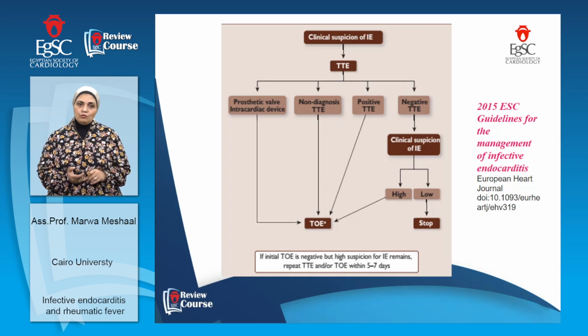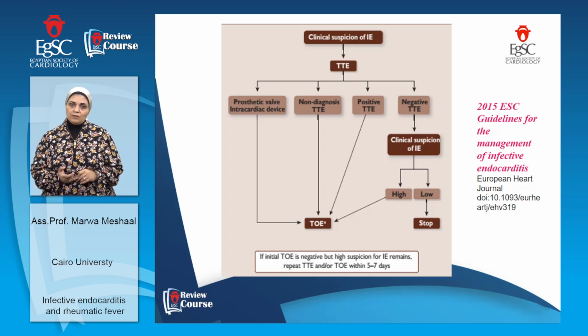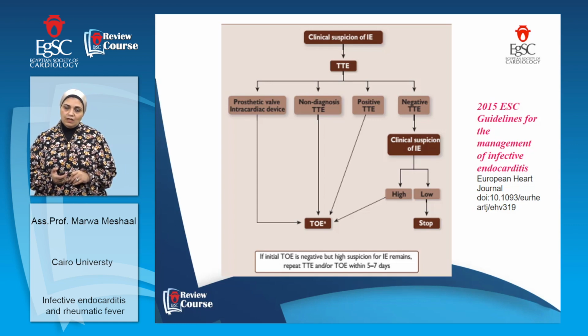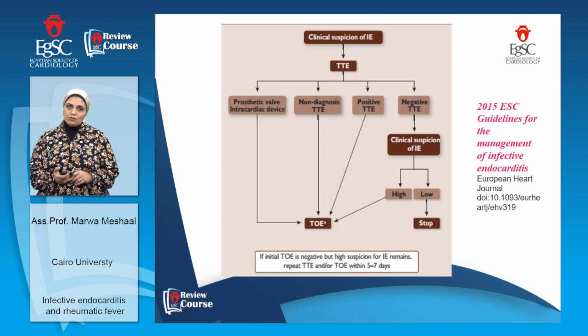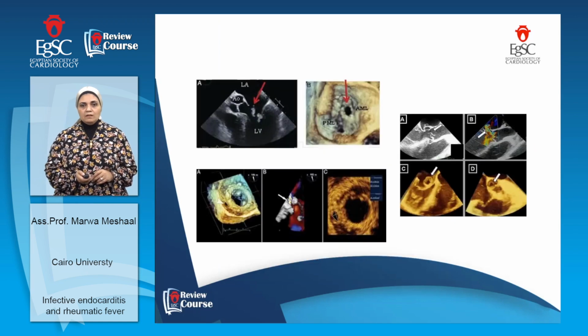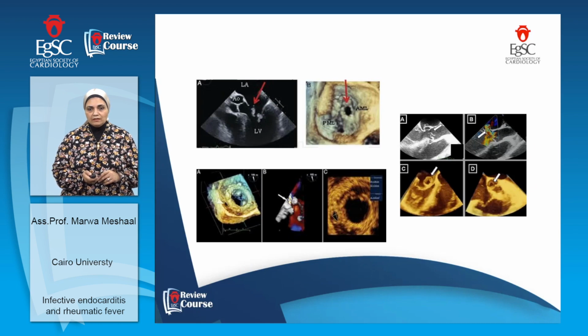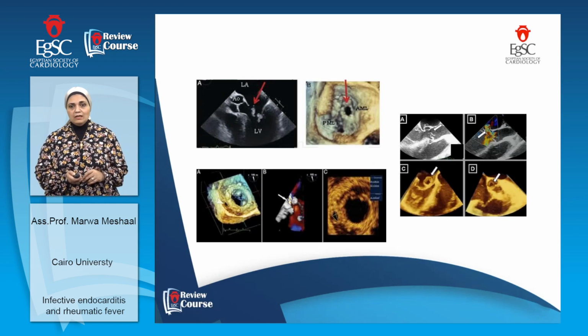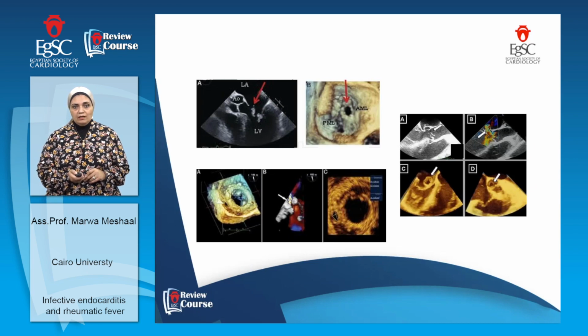And for those who have a positive transthoracic echocardiography, again, we proceed to transesophageal echo to confirm or rule out any perivalvular extension. For those with negative transthoracic and satisfactory images, if you have a high clinical index of suspicion, proceed to the transesophageal. If it's low, you can stop, and if the symptoms persist, you can redo the echo 7 to 10 days later.